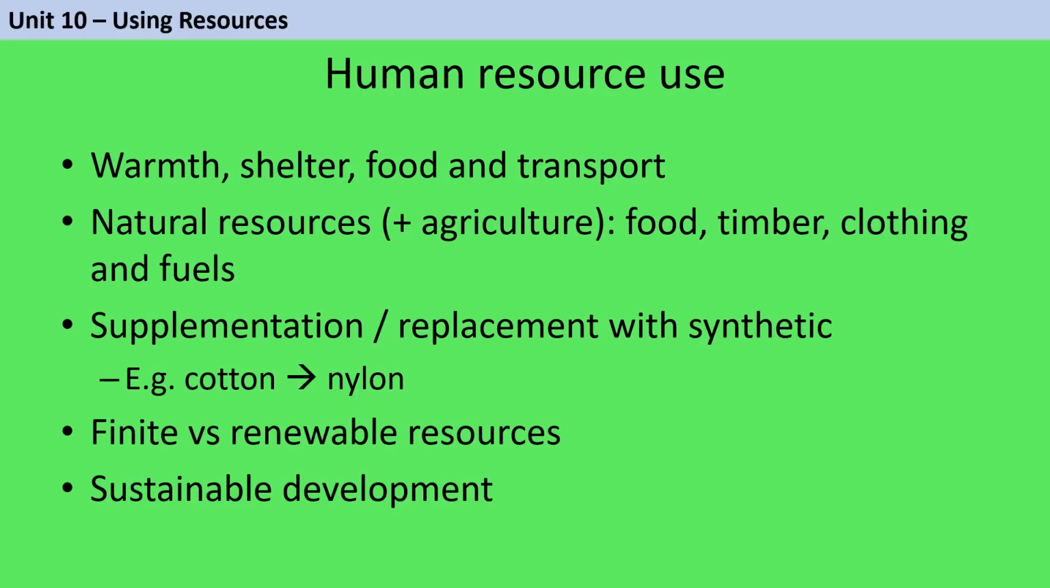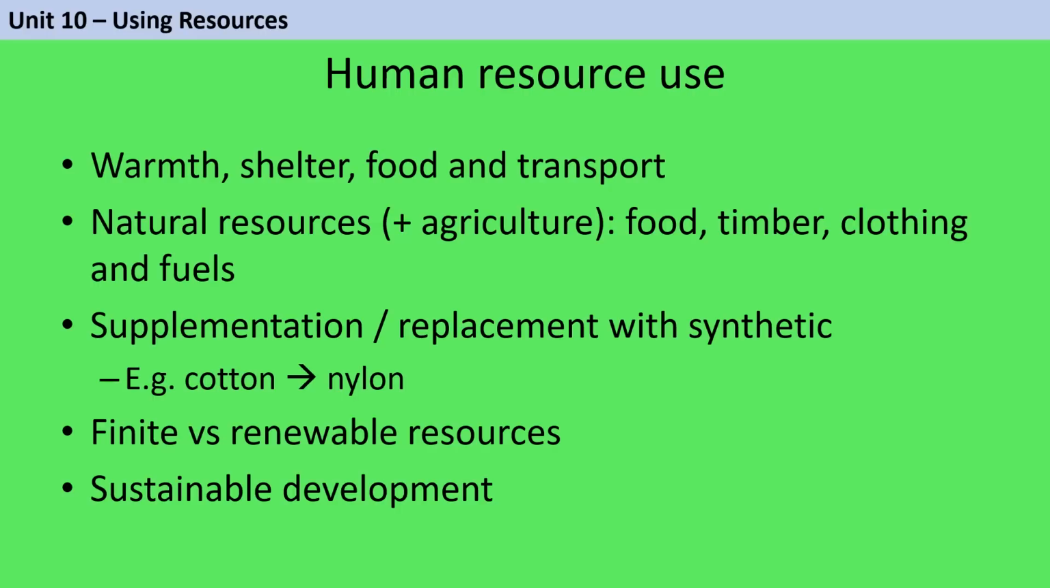Humans use the Earth's resources to provide warmth, shelter, food and transport. Natural resources, supplemented by agriculture or farming, provide food, timber, clothing and fuels. In addition, we can supplement these resources with synthetic resources, which are those that have been made from chemicals. So for instance, cotton is a natural fibre that grows on a cotton plant, but we now also have fibres like nylon, which is made from chemicals.